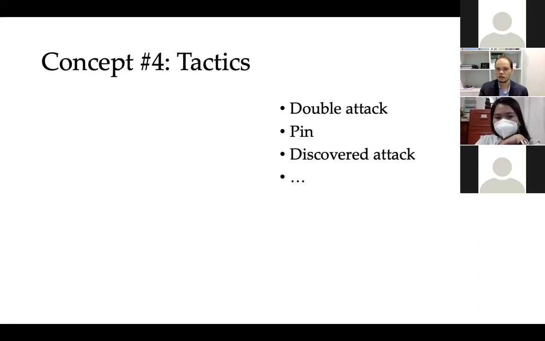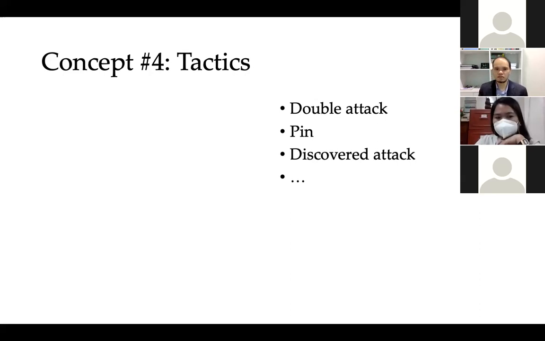Now, a double attack is when a player moves a certain piece and it actually creates more than one threat at the same time. So a typical fork, for example, let's say a knight is moved to a square and there are 2 pieces or more that are under attack or under threat.